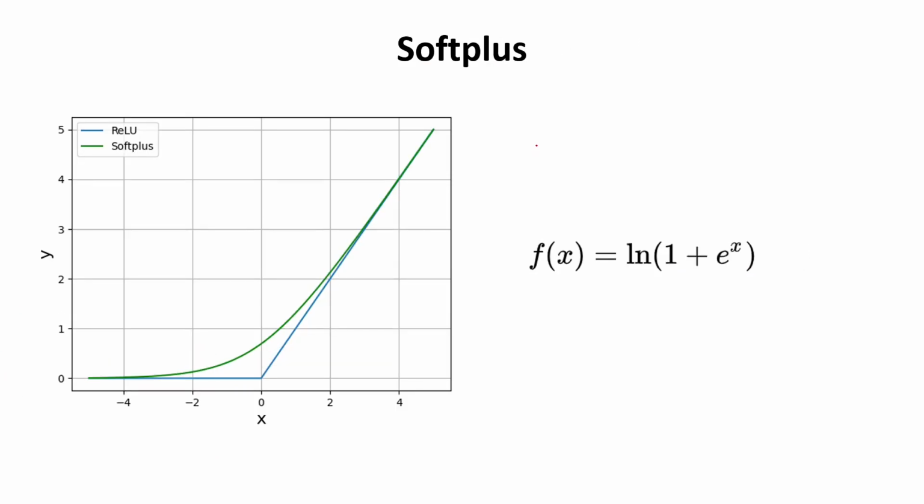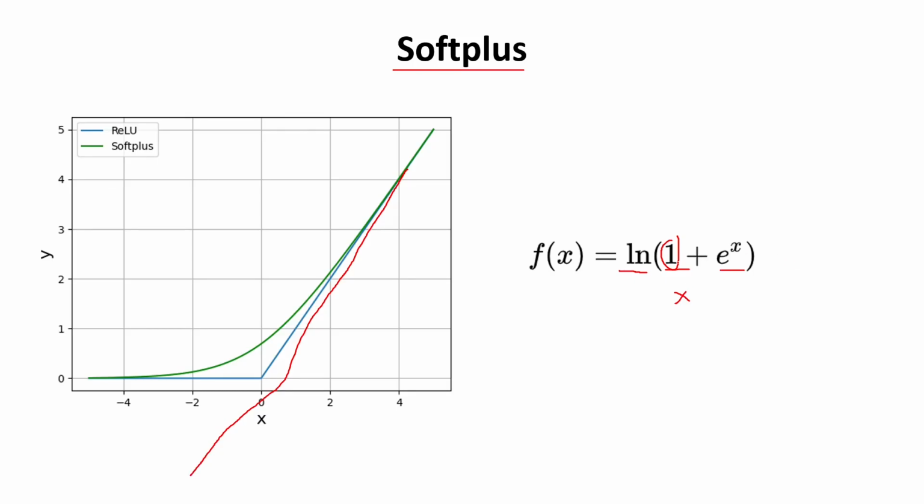The next ReLU variant that I'm going to talk about is called Softplus. This is defined as the natural logarithm of 1 plus e to the power of x. Just as a little remark, if we didn't have this 1 here, then the function would be simply the natural logarithm of e to the power of x, and it would be equal to x. So the graph would look something like that.